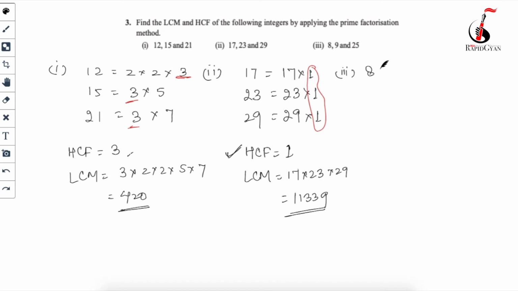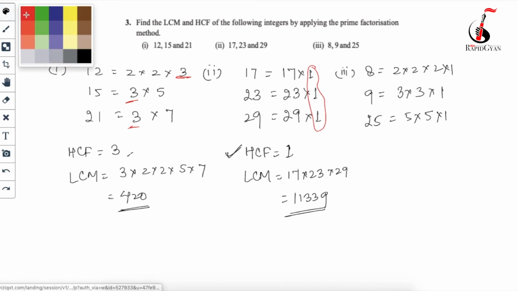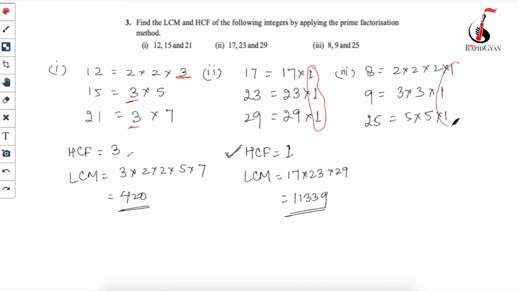Okay, let's do the third part. It's 8, 9 and 25, quite simple. What will 8 be? 2 times 2 times 2. 9 is 3 times 3. 25 is 5 times 5. Here also I'm not seeing any common factor. When you are not seeing any common factor, you always have 1. Just remember this: if there are no common factors, just add 1, because 1 will always be your common factor. So in this case also, your common factor is just 1.